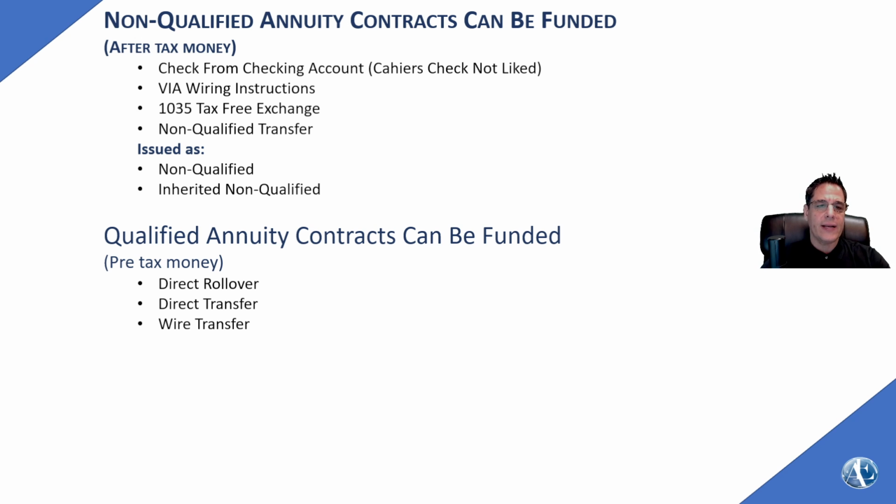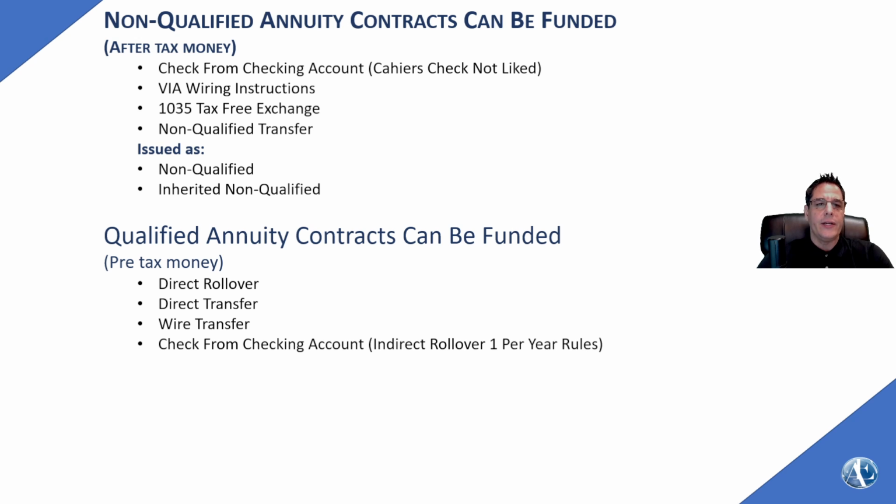We have a wire transfer, the same as the wiring instructions above, and you can directly send the money via a wire to the insurance company. Next is a check from your checking account. This is like an indirect rollover. Let's say you had a pension or a qualified plan and you just liquidated it.